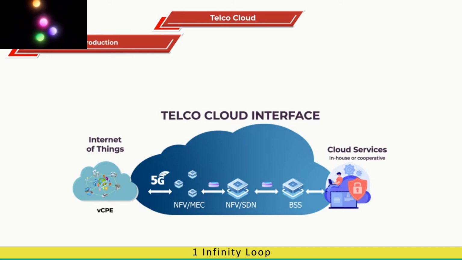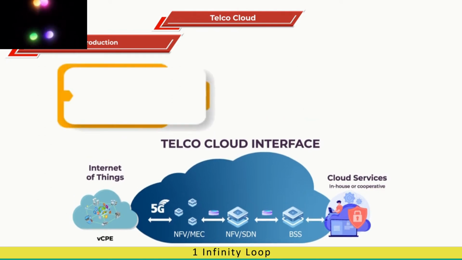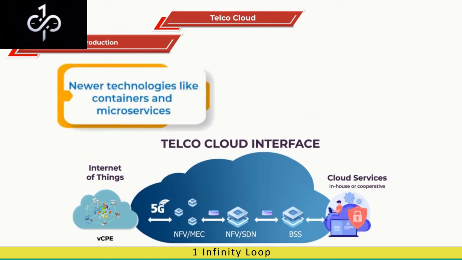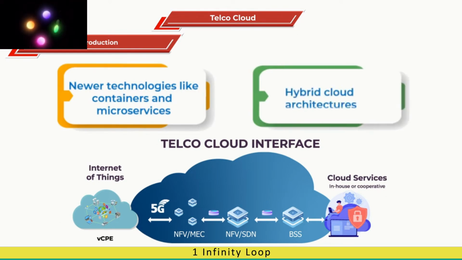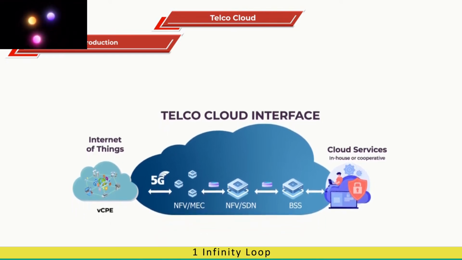Early telco clouds applied virtualization concepts from the data center into the network. With the advent of 5G, telco clouds are building upon newer technologies like containers and microservices as well as hybrid cloud architectures. As they are deployed into telco clouds, containers and microservices will have to coexist with older virtualized network functions (VNFs) like EPC, SD-WAN, and security technologies that are running today. So this is a brief introduction about it.